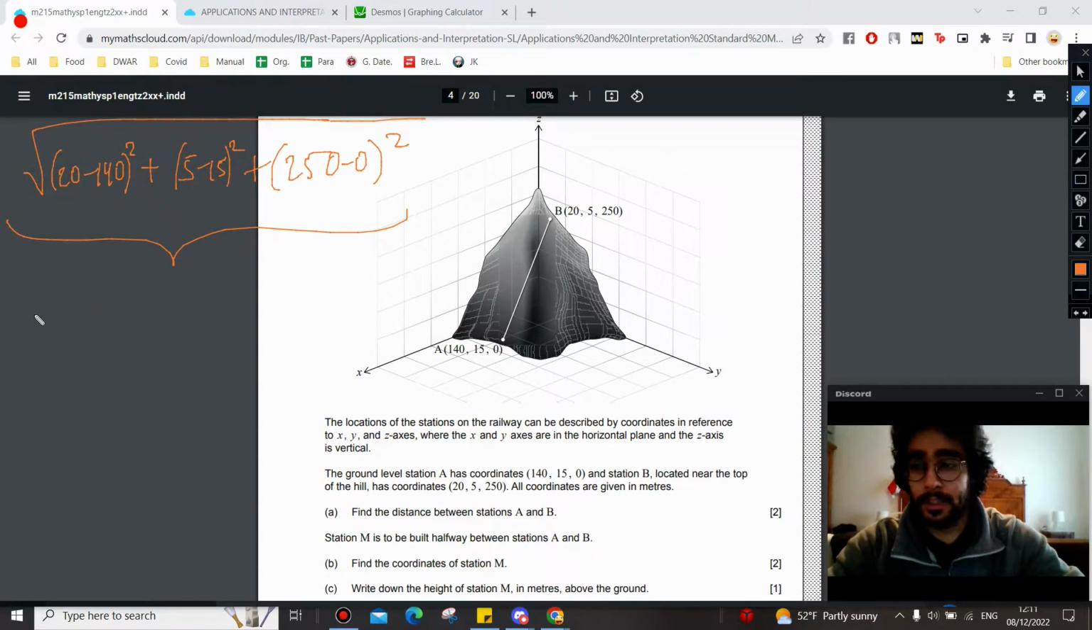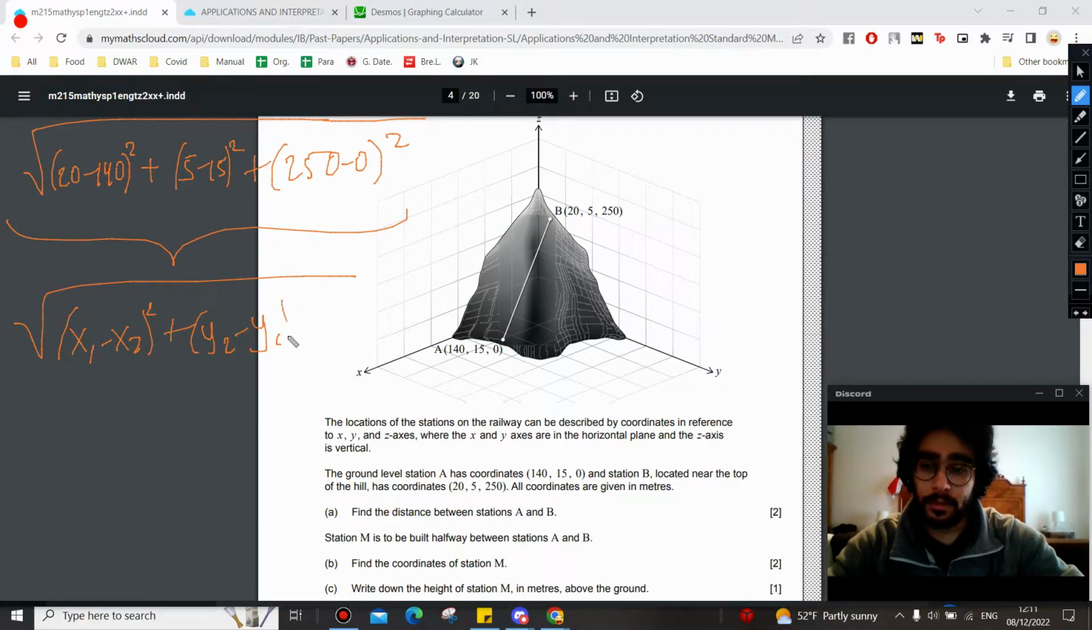Okay, in the formula it should be written probably something like this: x2 minus x1 squared, x1 or x2 doesn't matter, plus y2 minus y1 squared. So element-wise, x is first, y is next, and then the z's, z2 minus z1 squared, and then you sum them all up and take the square root. Why doesn't it matter which one comes first? Because we are taking the square of it. So even if it's negative or positive, it wouldn't matter for us, because at the end, when we take the square, it will be positive anyway. And that will give the answer for part A.